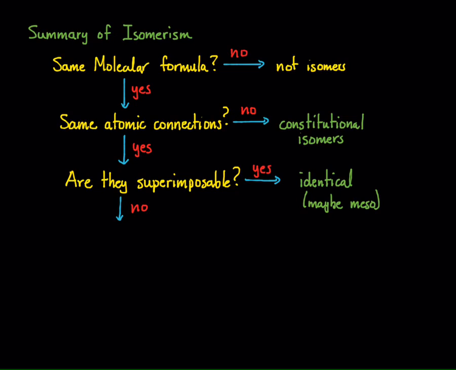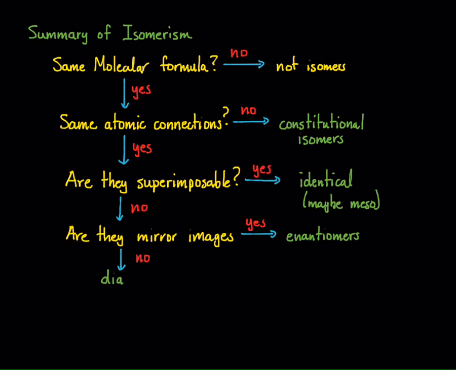If they are not superimposable, then the question is, are they mirror images of one another? So if they're mirror images, if the answer is yes to that, then the two isomers are enantiomers of one another. And if the answer is no, they are not mirror images, then we see that they are diastereomers. Three different types of isomers that we've dealt with: constitutional isomers, and then stereoisomers, in which you have enantiomers that are mirror images and diastereomers that are not mirror images.